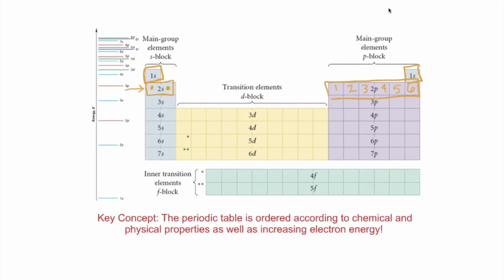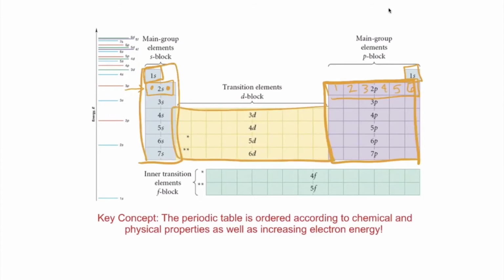So remember, our p orbitals can hold 6. And so this purple block is our p electrons. Remember, our s can hold 2. So here is our s block. And then our d orbitals can hold 10. And that's right here. We have not talked about f yet, but if we did want to have electrons in f orbitals, those are going to be down here. The periodic table is ordered according to chemical and physical properties. It's also key in helping us decide the increasing electron energy as we move through the periodic table.